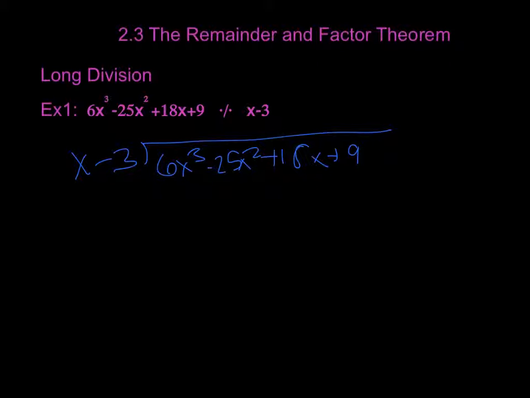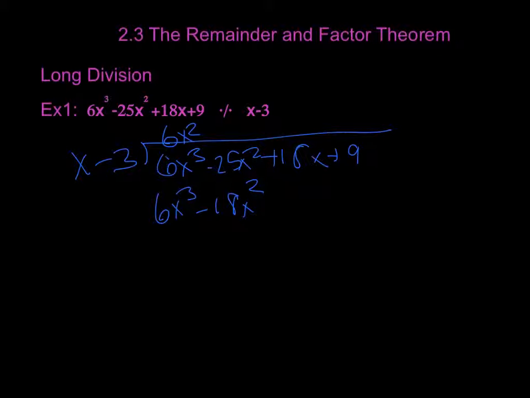Your goal is to try to make this x match this term. So you need to figure out what times x gives me 6x cubed. And that would be 6x squared. And then I'm going to multiply. 6x squared times x gives me 6x cubed. Then 6x squared times negative 3 gives me negative 18x squared.